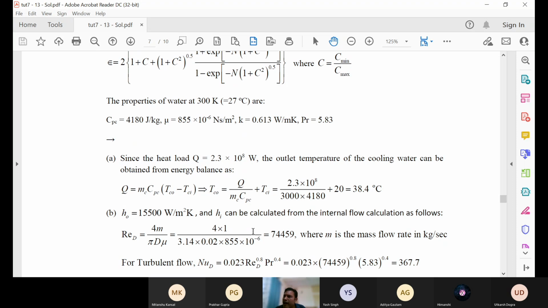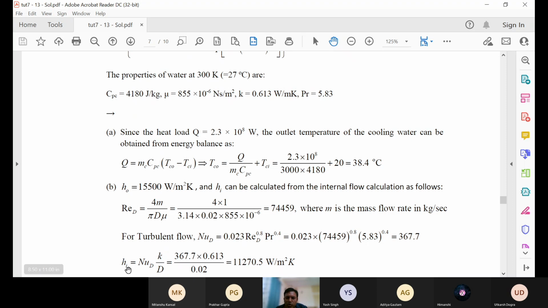Since this Reynolds number is much higher than the 10,000 limit, we can use the Dittus-Boelter equation, that is nothing but 0.023 Reynolds number raised to the power 0.8 into Prandtl number raised to the power 0.4, because we are looking at the heating of the liquid. So we can calculate the Nusselt number. Nusselt number comes out to be 367.7, and we can back calculate the heat transfer coefficient HI, that comes out to be 11,270.5 watt per meter square Kelvin.